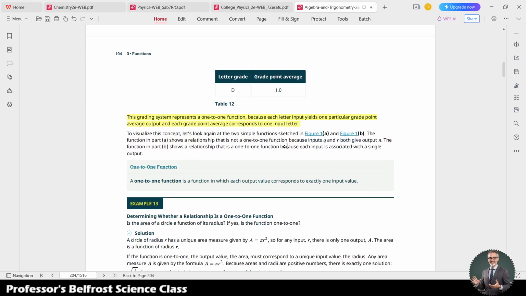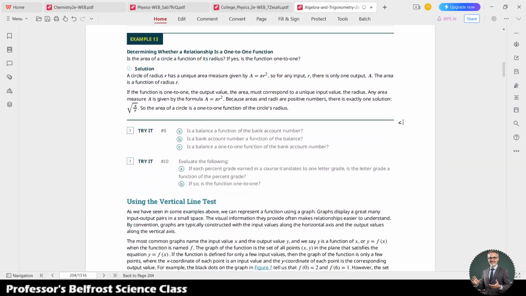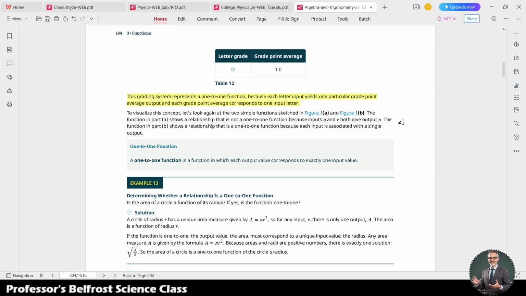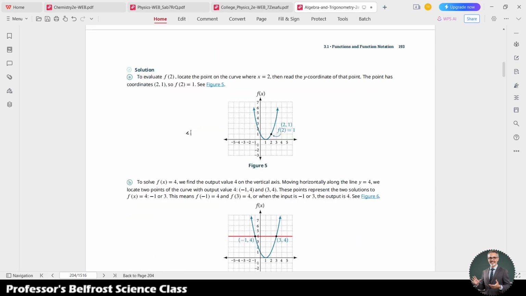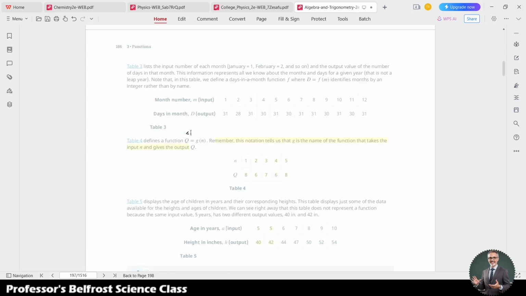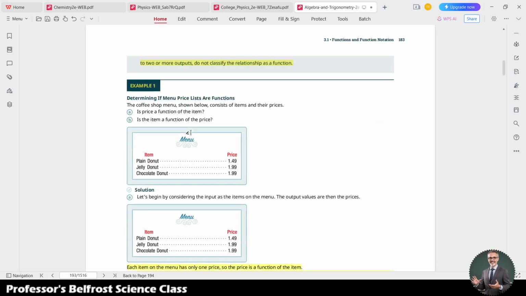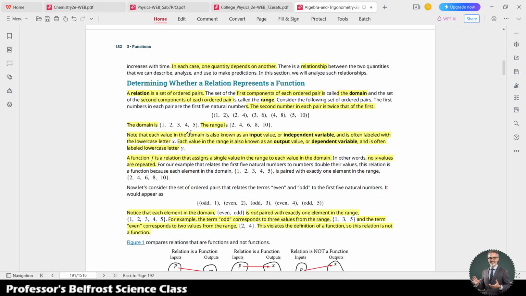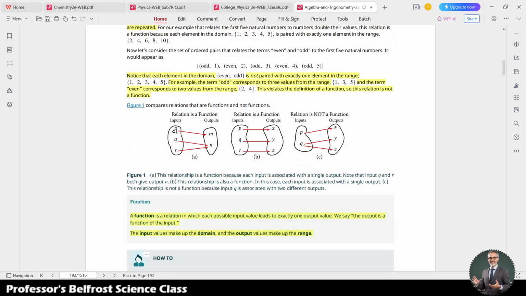Okay, so the function in part A shows that a relationship is not a one-to-one function because input Q and R both give output N. I'll show you first the figure that is meant. And the function in part B, the relationship is one-to-one because each input is associated with a single output. Which one? Figure one, or this one. This one. You see, so this is one-to-one. This is not one-to-one.